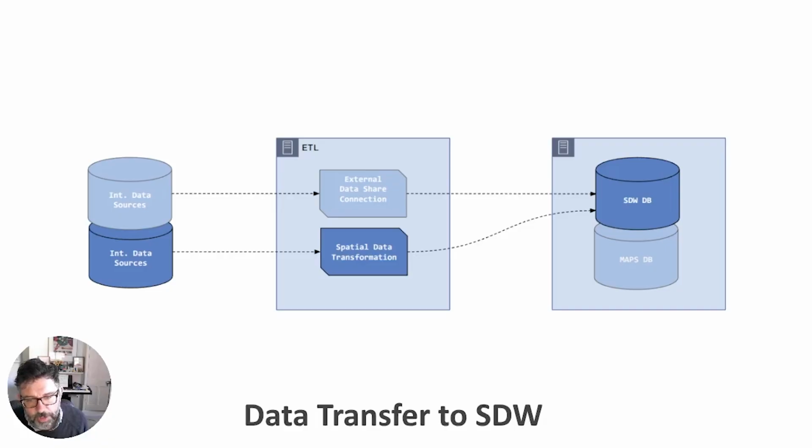The other great thing about it is that you can choose the destination database, schema, and table. So the data share connections have to go to the declared data share database, which is the SDW for the majority of customers. With spatial data transformations, you can choose whatever database it is, or obviously flat file. But in our cases, you'd be choosing between the SDW and the maps databases as the exports.